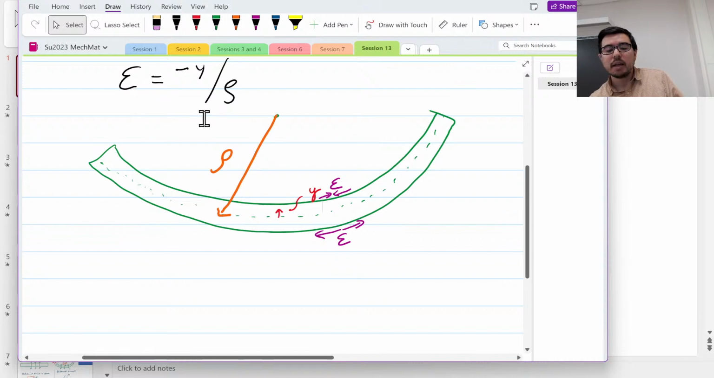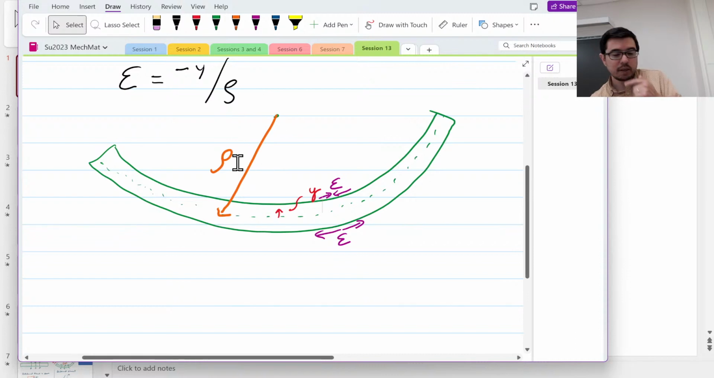If y is positive, that means you're up here, which means your strain is negative, and that means you're in compression on the top. If your y is below the neutral axis, then y is negative, and that makes the elongation, or the longitudinal strain, positive. Does that make sense? And this is saying that we have this radius of curvature, rho, and it's above. This is actually a positive radius of curvature, rho.